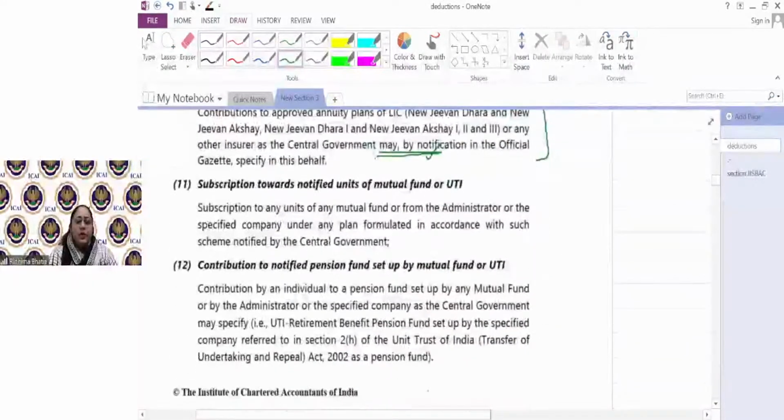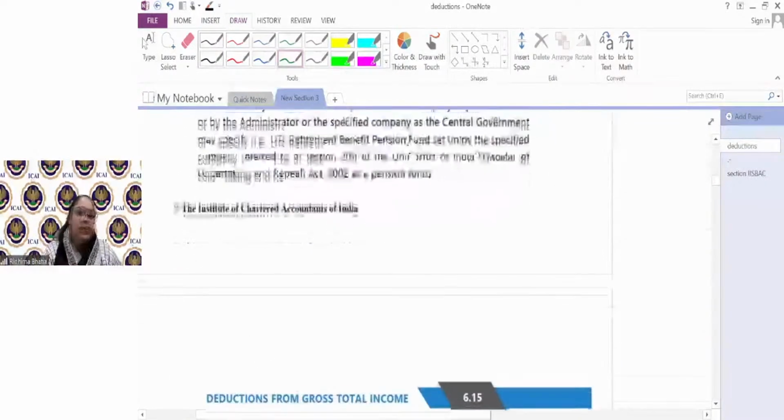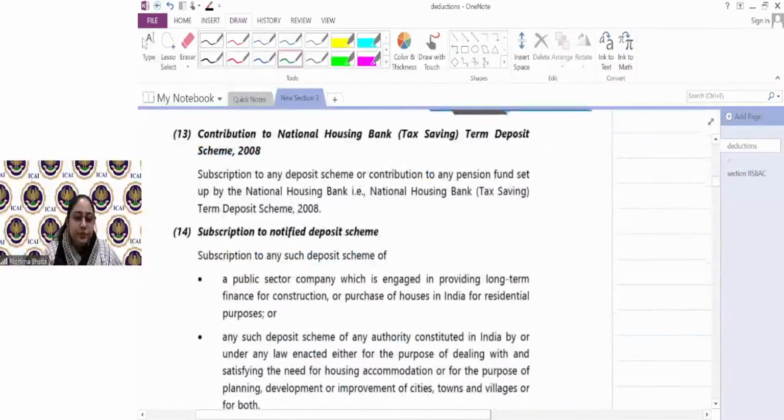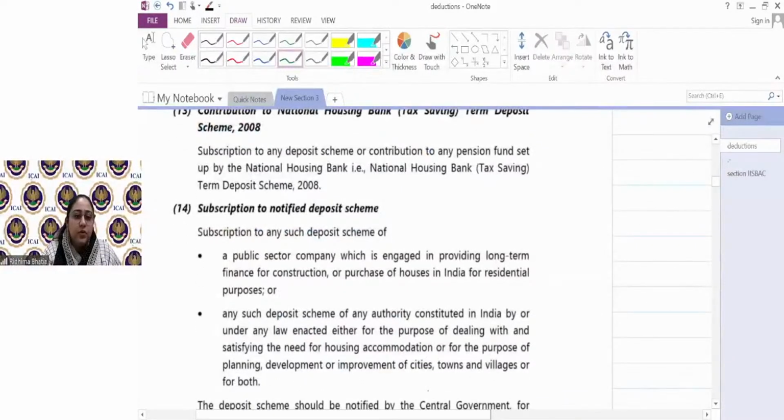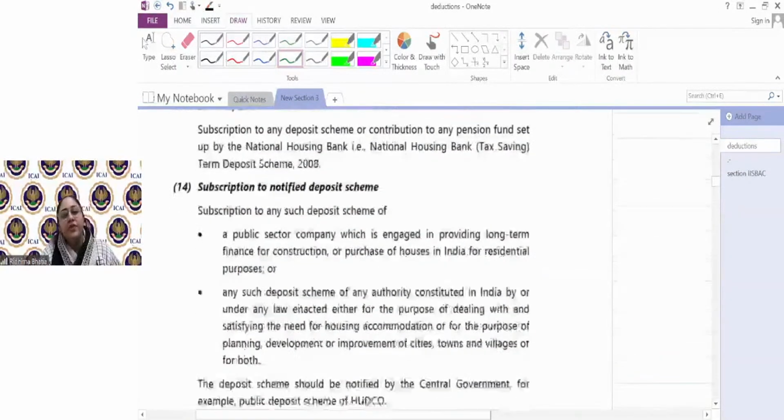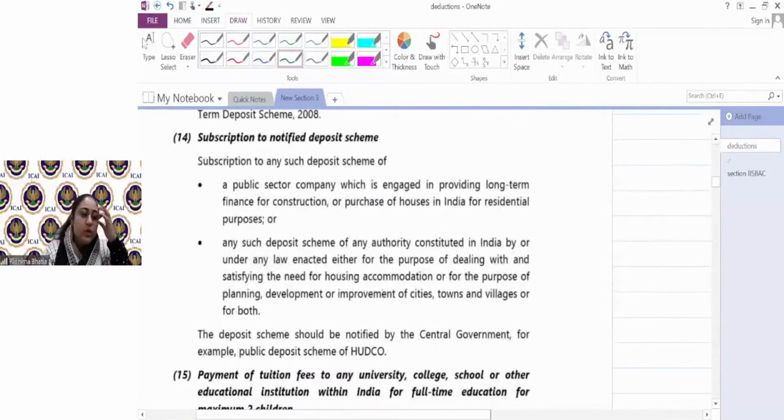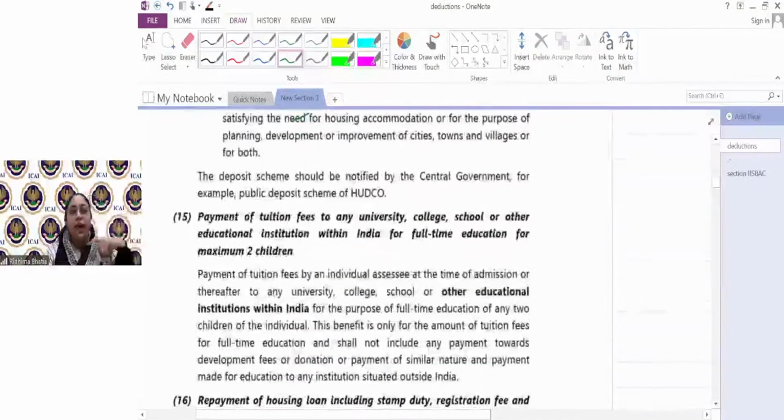Then if you make certain investments in mutual funds, that are also allowed as a deduction under section 80C. Guys, please focus here. If you make investments in certain notified deposit schemes of HUDCO, which is your housing authority, if you're making the deposit there, that would be allowed. What is interesting, from where questions come, I'm going into that in detail.